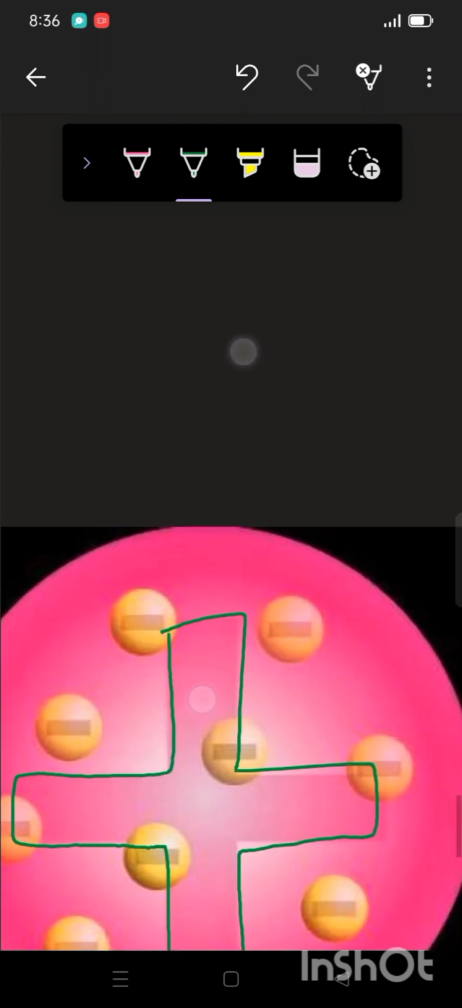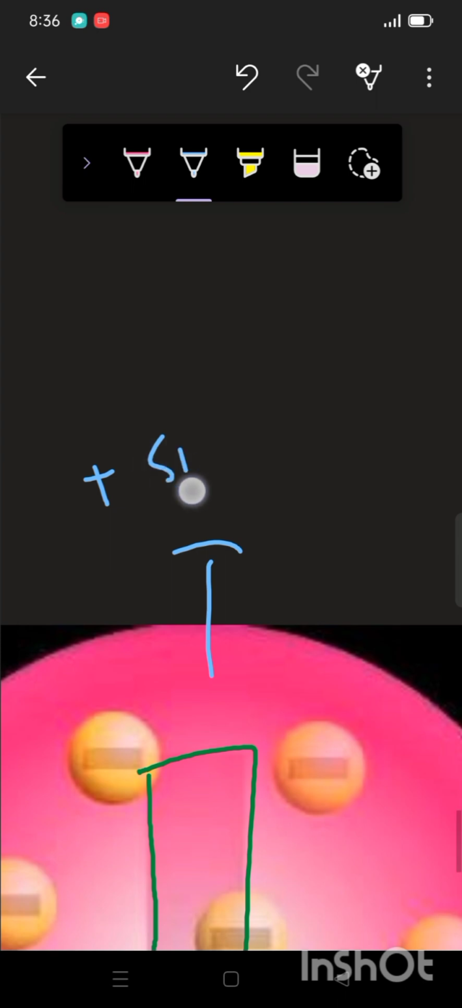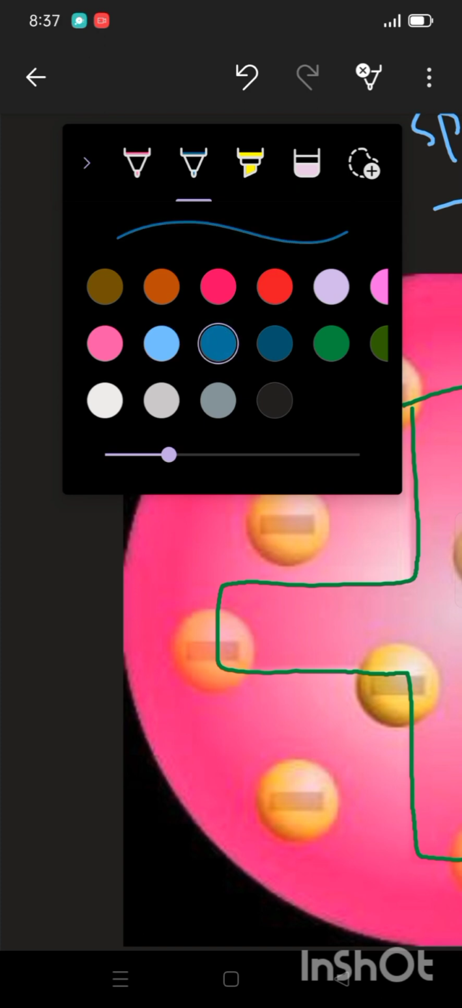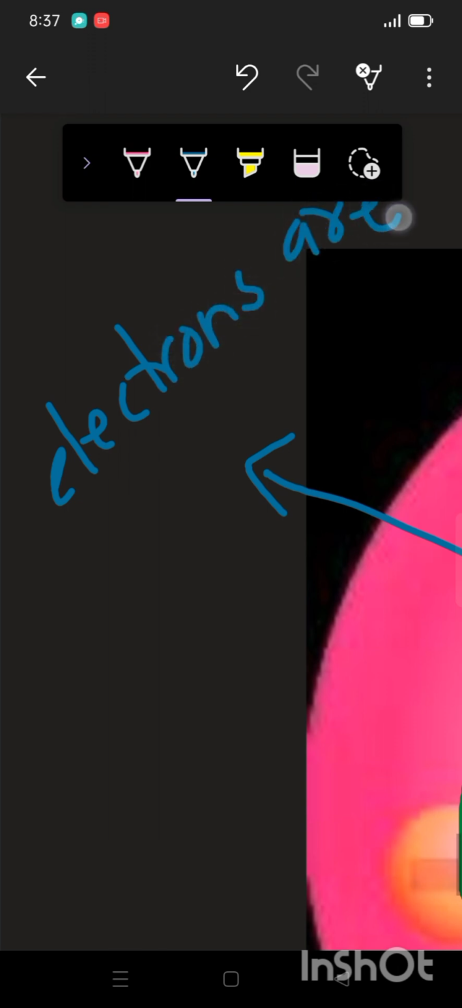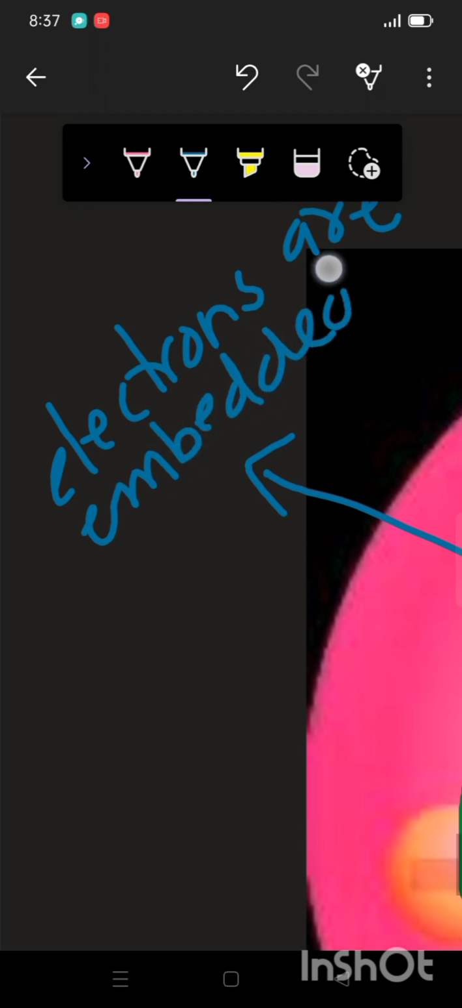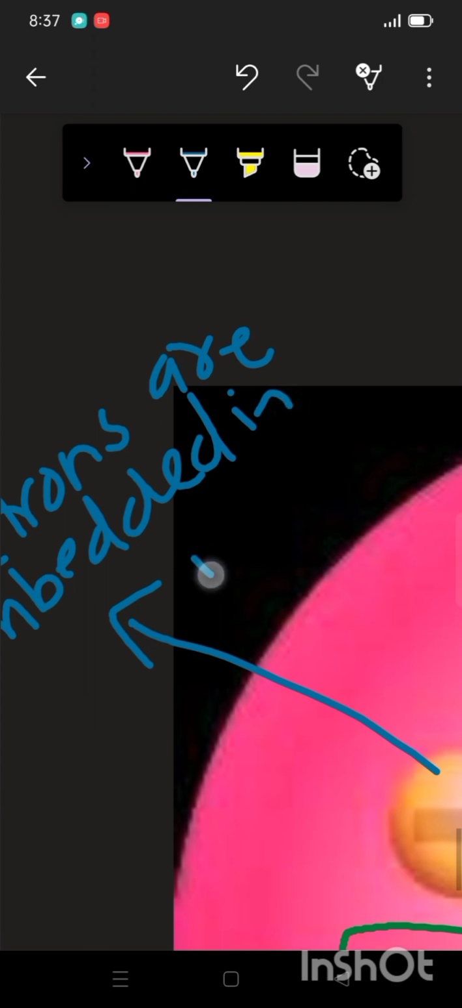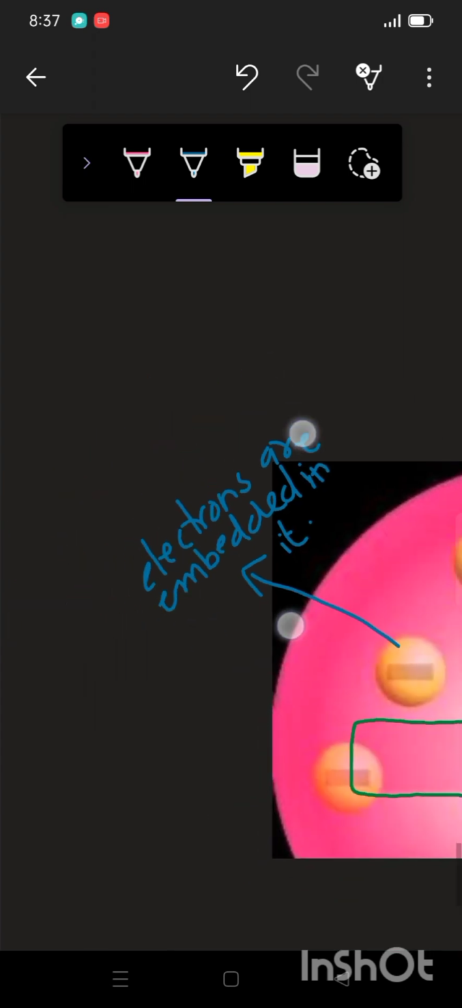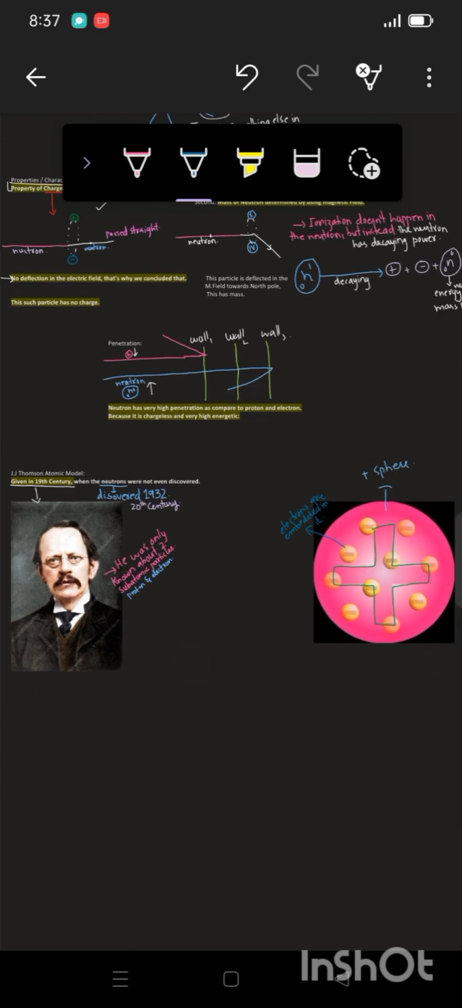So what did he say? He said this is the positive sphere and electrons are embedded in it, right? So what were the conclusions of his theory, or his atomic model?